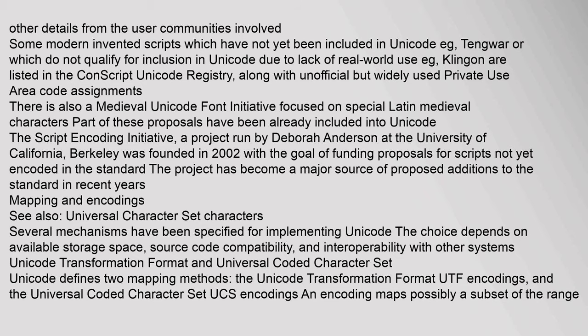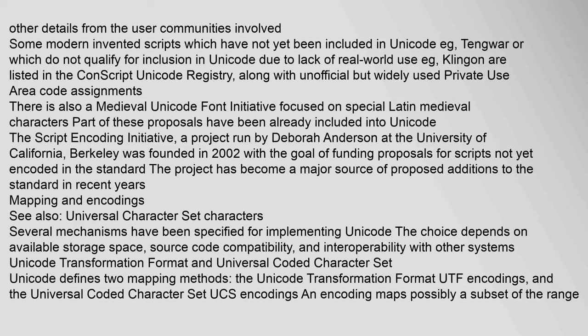Mapping and encodings. Several mechanisms have been specified for implementing Unicode. The choice depends on available storage space, source code compatibility, and interoperability with other systems. Unicode Transformation Format and Universal Coded Character Set. Unicode defines two mapping methods, the Unicode Transformation Format (UTF) encodings, and the Universal Coded Character Set (UCS) encodings. An encoding maps possibly a subset of the range of Unicode code points to sequences of values in some fixed-size range, termed code values.